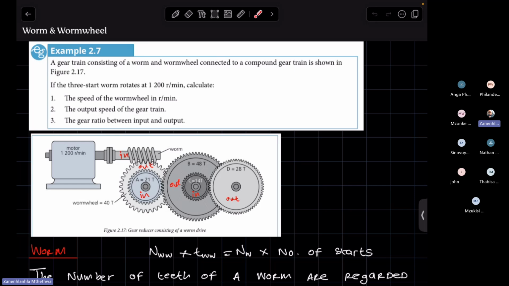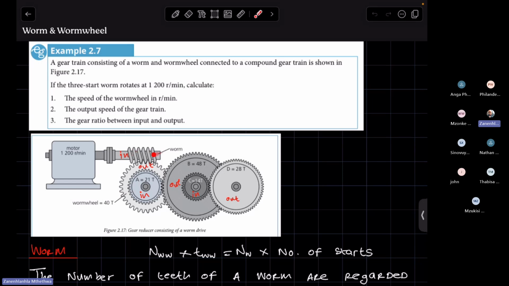Now, if we look at a worm and worm wheel system, this here would be the worm. Meshing with the worm is the worm wheel. So here is the worm wheel. The worm wheel is essentially a gear. But if you look at the worm, it looks more of a screw than it does a gear. So for the worm wheel, we take it as a gear because it is a gear, meaning it will have a rotational frequency n as well as number of teeth.